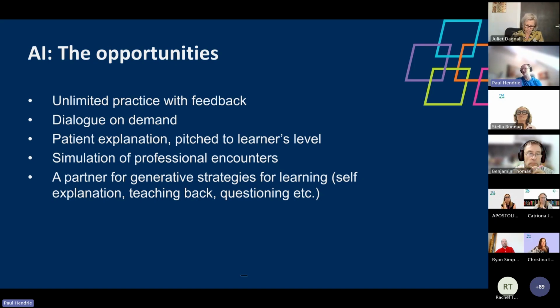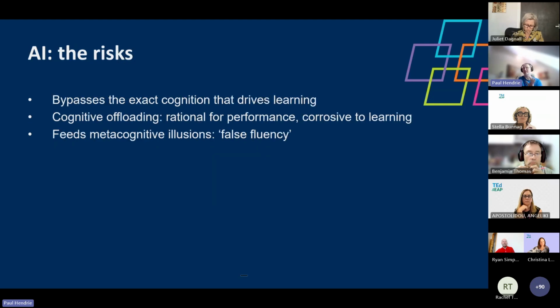We've got a partner for all these generative strategies. We can get the students to explain themselves. They can teach the AI as a novice. The AI can be the novice and the student can teach it, and the AI can ask them stupid questions. All of these are possible now. So the question is, how do we do that while avoiding the risks?